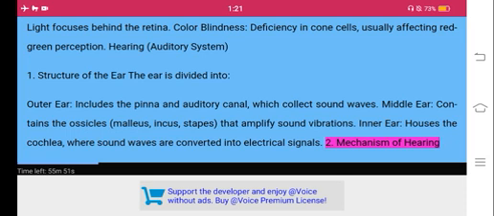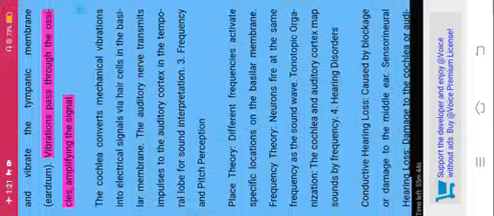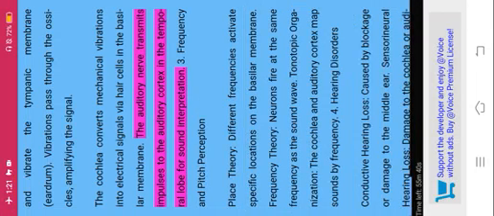2. Mechanism of hearing. Sound waves travel through the auditory canal and vibrate the tympanic membrane, the eardrum. Vibrations pass through the ossicles, amplifying the signal. The cochlea converts mechanical vibrations into electrical signals via hair cells in the basilar membrane. The auditory nerve transmits impulses to the auditory cortex in the temporal lobe for sound interpretation.